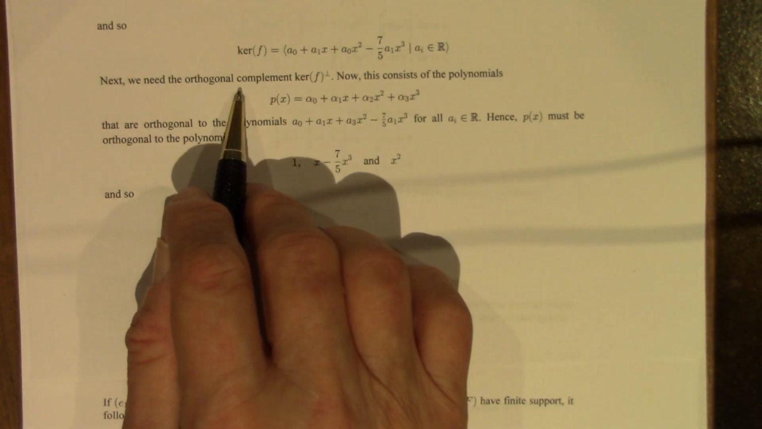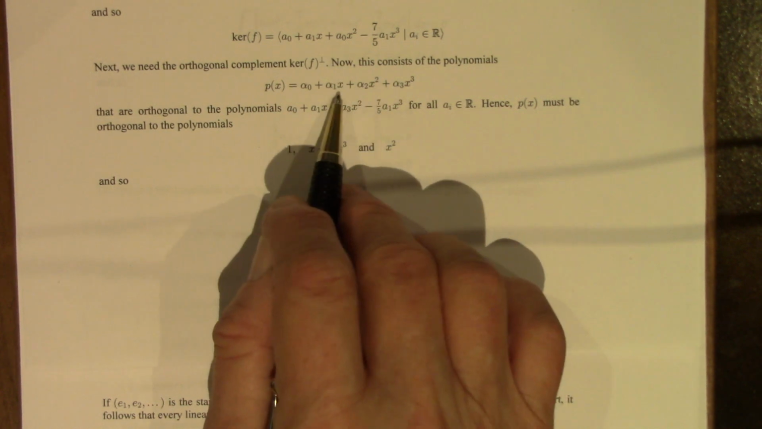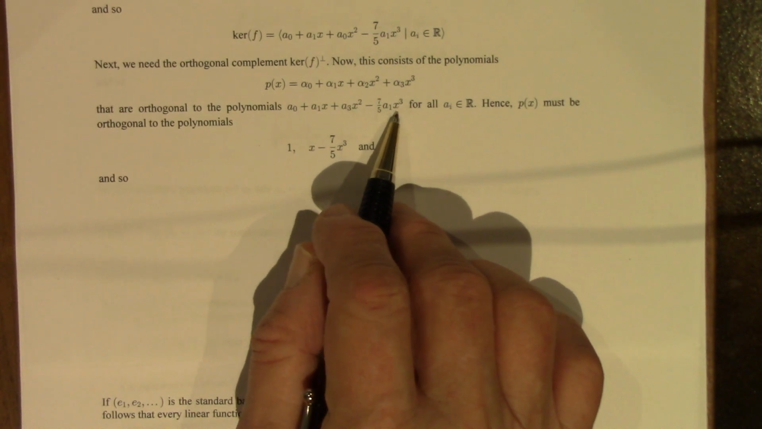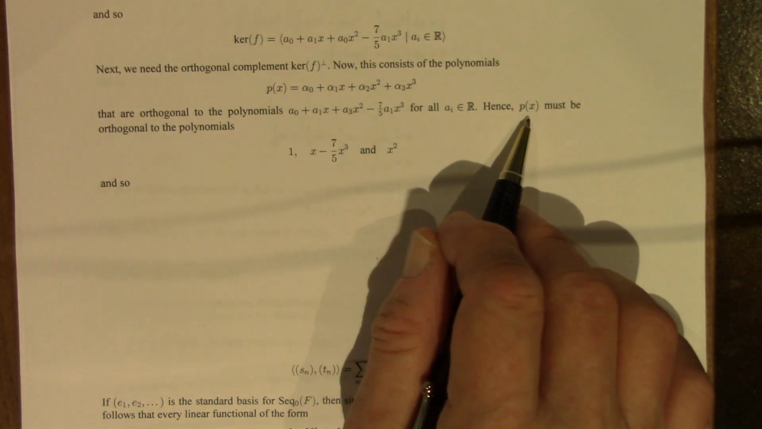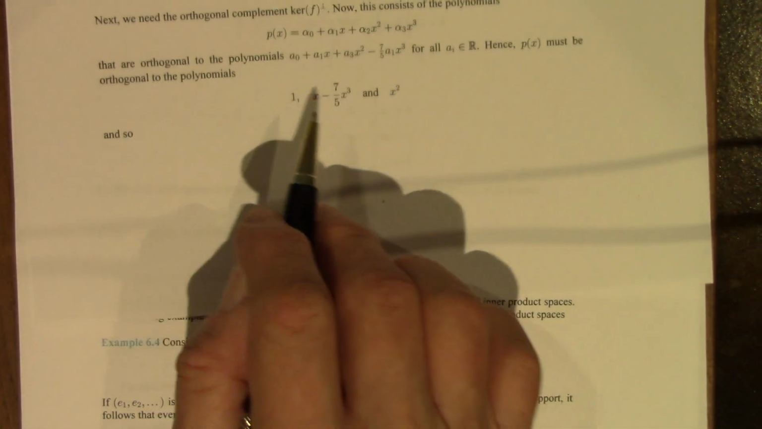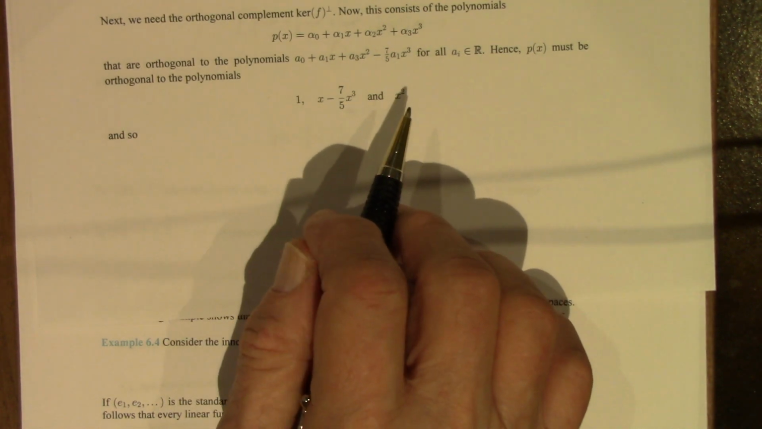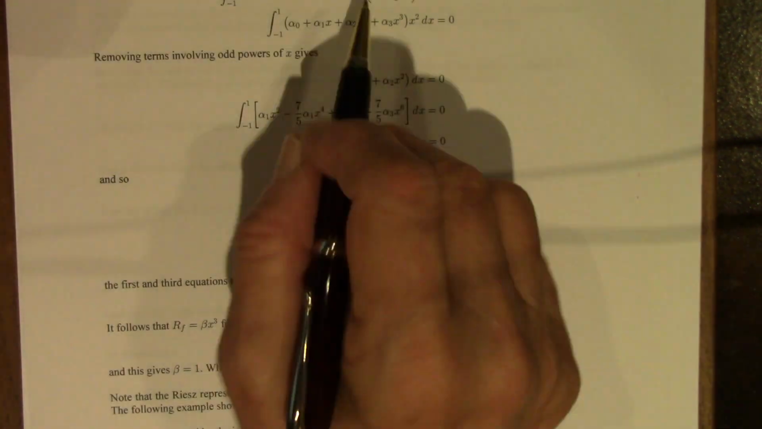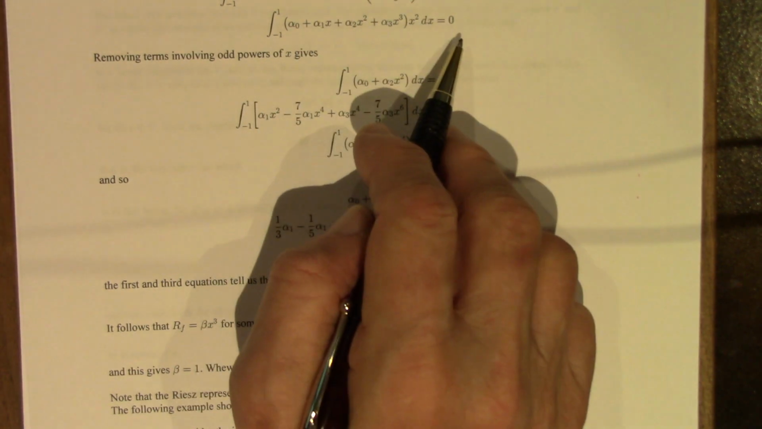We need the orthogonal complement now of this kernel, and that consists of the polynomials that are orthogonal to everything in the kernel. And so this is equivalent to saying that the polynomial, which I've called p of x, is orthogonal to these three polynomials. So we compute the three requirements. These are the inner products equal to 0.